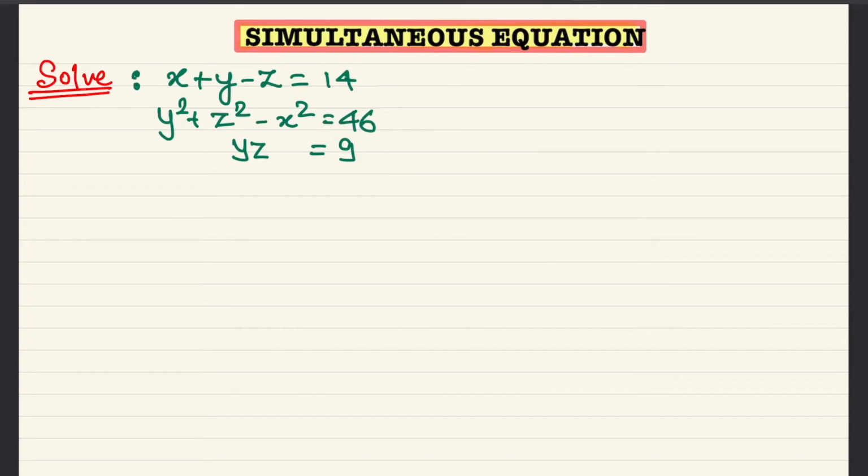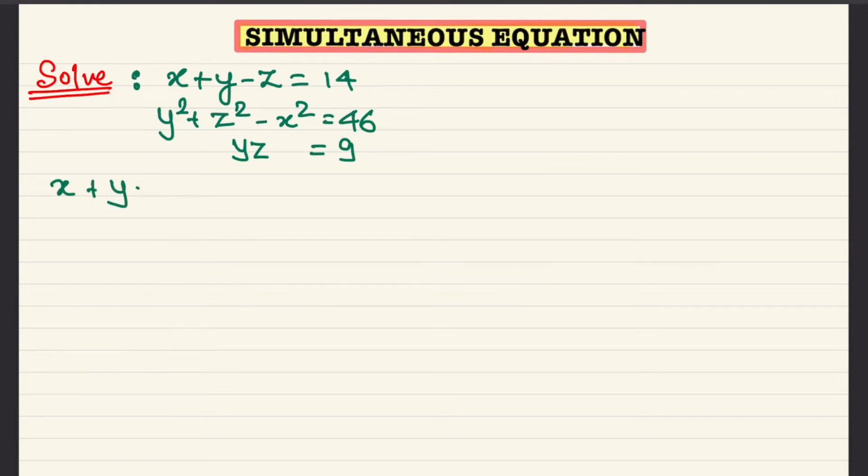Now, what is the strategy to solve this question? If we look at the question, here it is y square, z square, and here it is yz. If I multiply this equation with 2, it will give me 2yz equal to 18. And if I subtract this from this equation, I can get an identity of the form a minus b whole square. And using this identity, we can solve this question easily. Now let us solve this question.